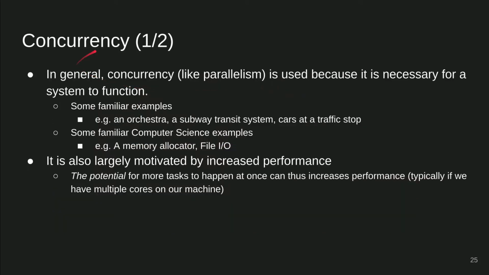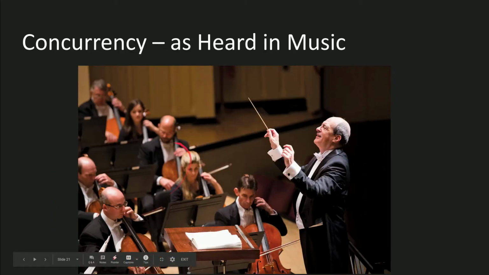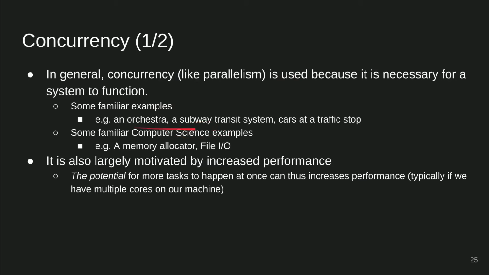So with concurrency, which is what we're focusing on today, like parallelism, it's used though because it's necessary for a system to function, right? Think about your dinner table or your orchestra. It's necessary to have some sort of ordering where only some instruments play at a given time in order for things to function, right? Just like at the dinner table. Not everybody can grab the same thing at once, okay? So there's other familiar examples of this, right? Subway transit systems, you can have multiple trains running, but not all of them can be at the station at once. Cars have to stop at traffic lights while other cars can proceed, and so on, okay?